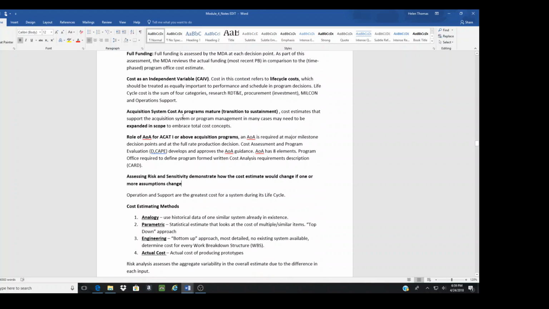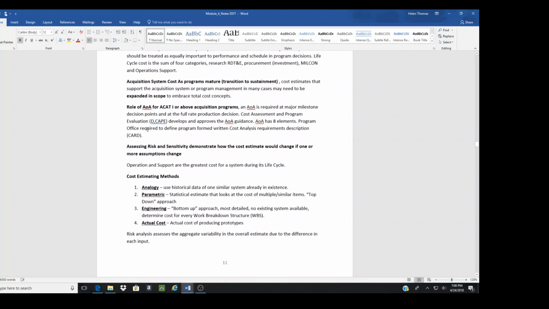Acquisition system costs change as programs mature from transition to sustainment. Cost estimates that support the acquisition system or program management in many cases may need to be expanded in scope. That's not really anything that's difficult. In transition to sustainment, you need to expand because, based on what your estimates were, you may determine it costs more to get that job done. That's all that's saying there.